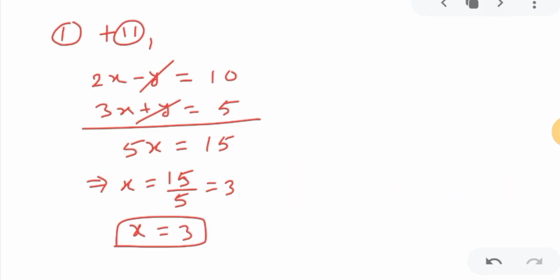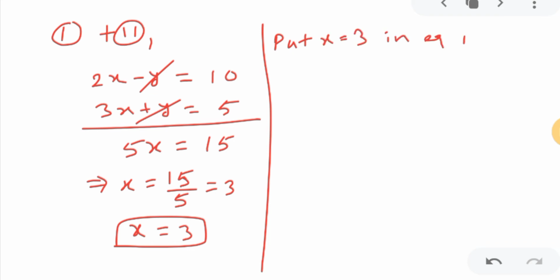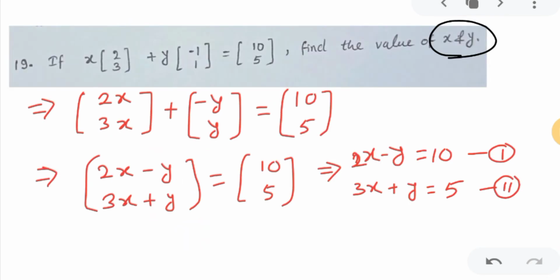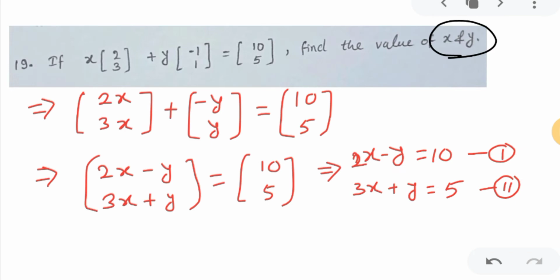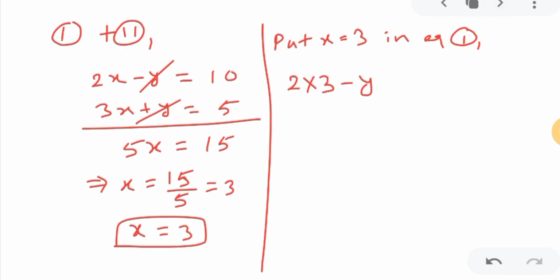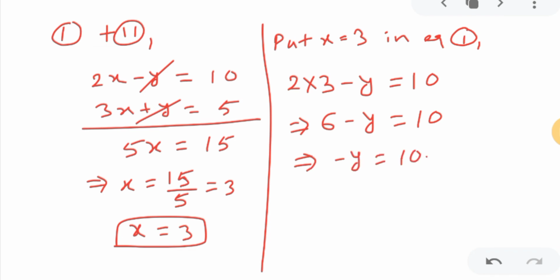So now I will simplify. Put x is equal to 3 in equation 1. You can put it in either equation, but I am putting it in equation 1. So 2x minus y, so 2 into x, in place of x I will write 3, minus y is equal to 10, correct. So 2 into 3, 6, minus y is equal to 10, and 6 will go to that side, so minus 6.